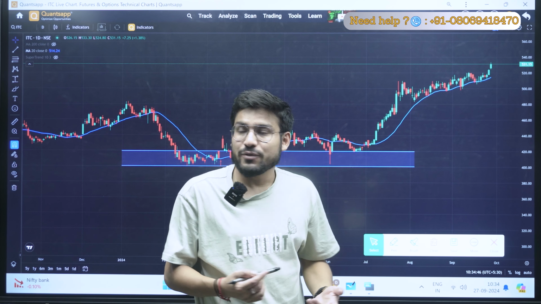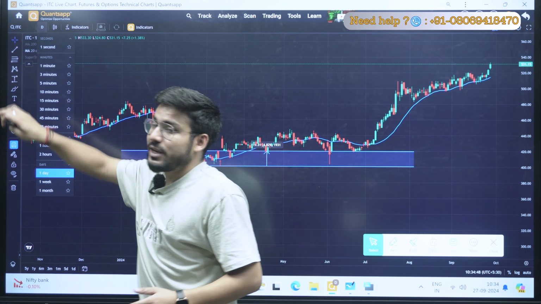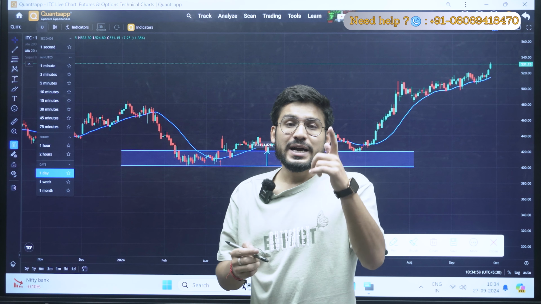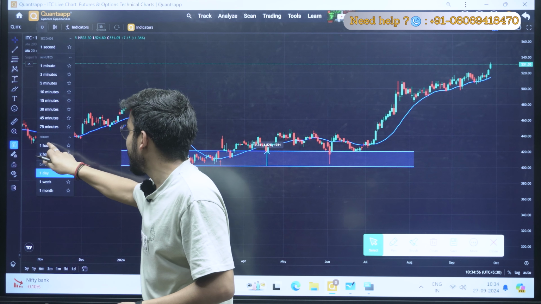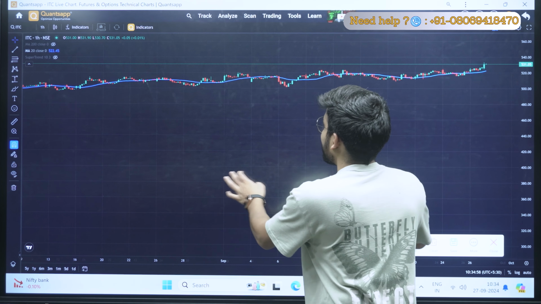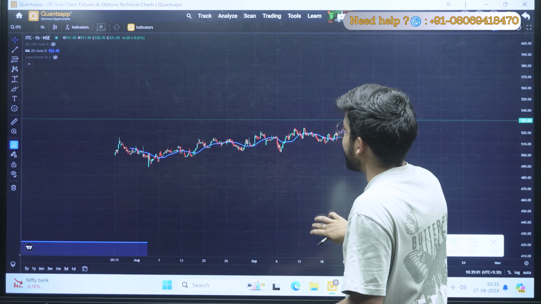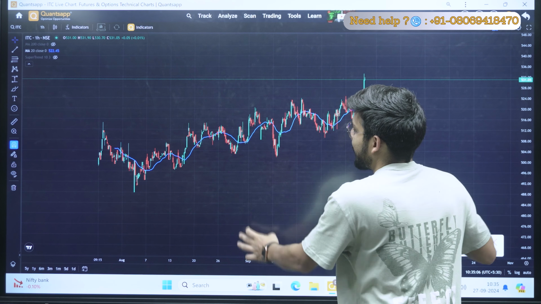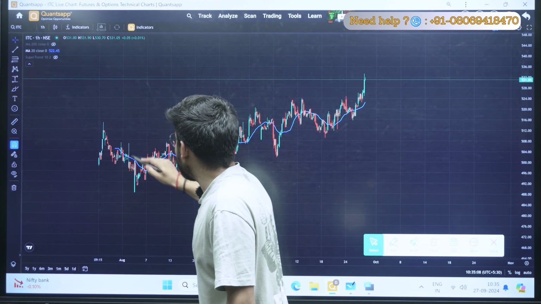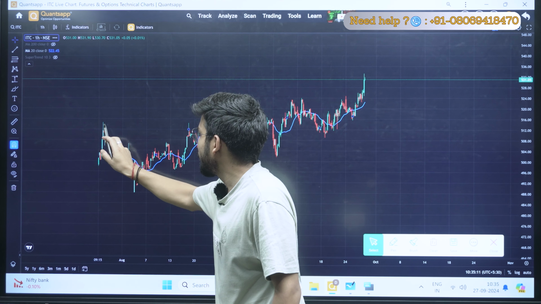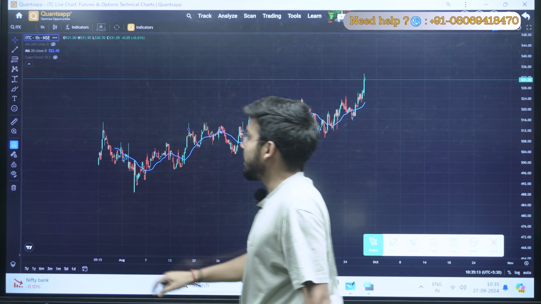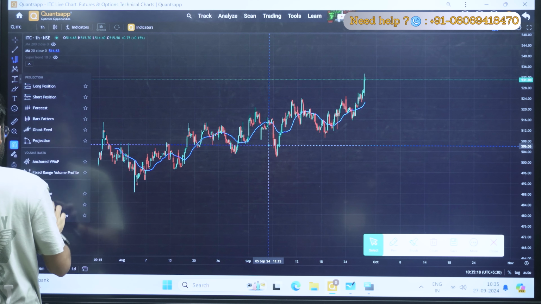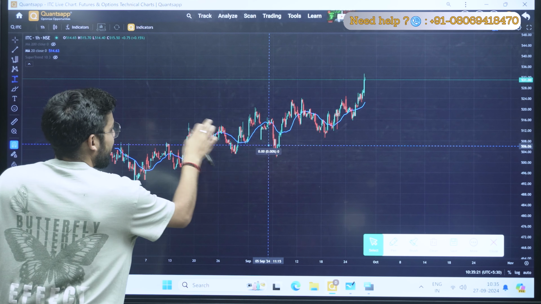Now for intraday, we generally trade in the 5-minute or 15-minute time frame, but I have to draw my supply and demand zone in the 1 hour time frame. Let's see how. For example, I have applied the 1 hour time frame here, okay? Now I'll create a zone here. Clearly I can see when my market was trading at this level, this was the candle. So I'll again make a zone here. Let's see how I can make it.